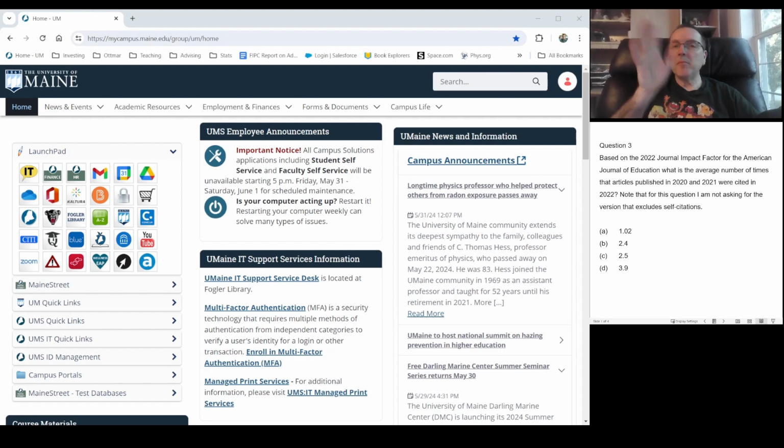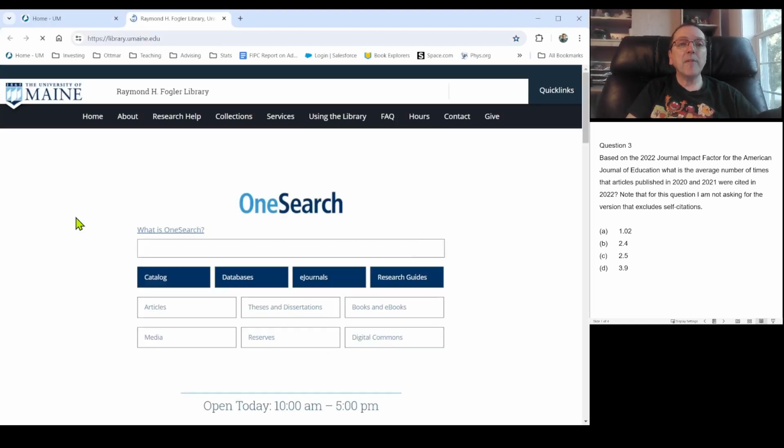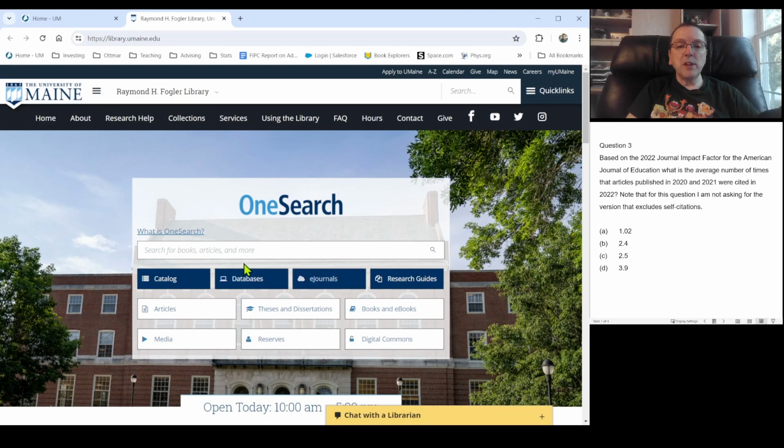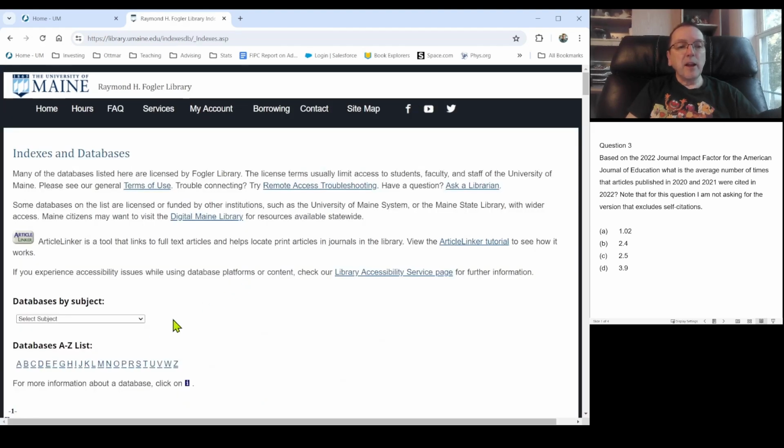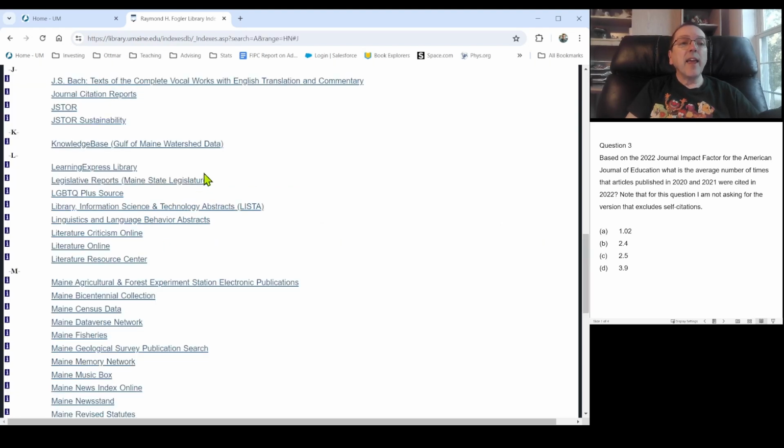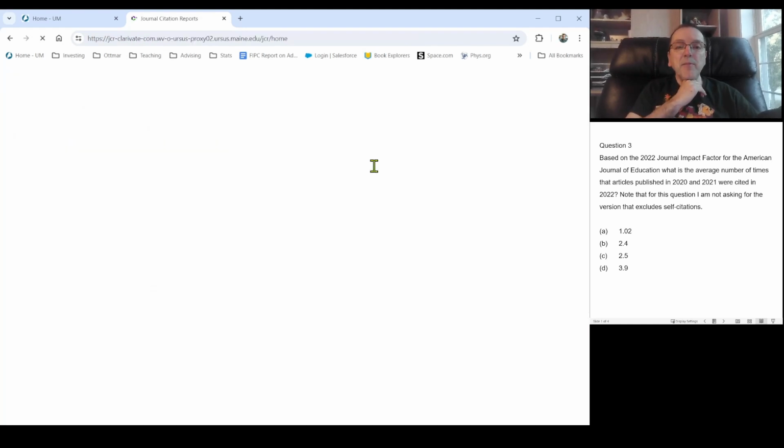Okay, but let's focus on questions 3 through 6 for this week, which use the Journal Citation Reports. To do that, let's start by going to the Journal Citation Reports. We start off in the UMS portal. So here I am. I find the Fogler Library and click on that. That opens up. We go to the databases, and I want the Journal Citation Reports. That starts with J. And there we are. I click on that, and it opens up here.